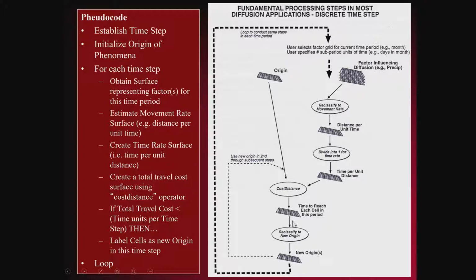All right. So each time you have another time step, you use your new origin, and you use that as input into your cost distance. So you have a different source. Optionally, you can also change the factors every time step, if that needs to happen. So if you're using precipitation and temperature to model growth, which we're going to do in the lab, then you can change precipitation and temperature every time step, as well as changing the origin.